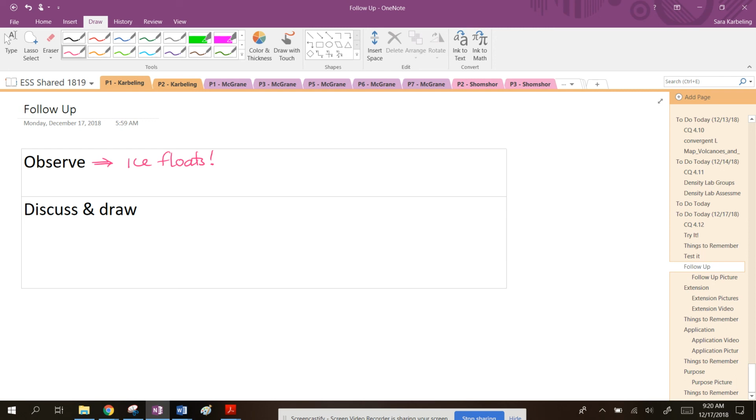Ice floats. Maybe we should be specific, because does ice float in air? No. So as scientists, we need to be a little more specific, right? Ice floats in water. Indeed.